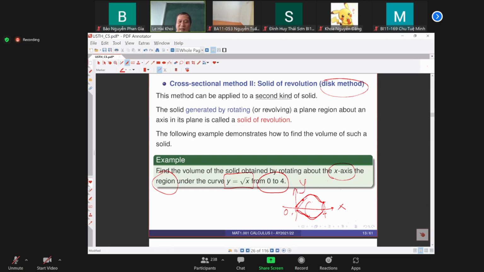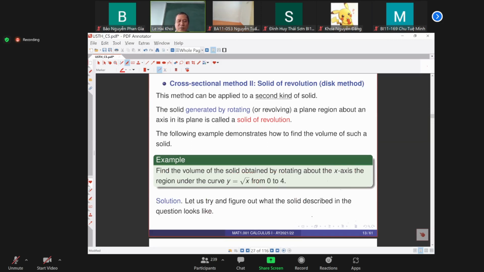See, it is like a flower vase, giống như là cái bình hoa đấy. When you rotate around this x-axis, the shape you get is the flower vase. That is the so-called disk method. Why this method? Because in this case, the cross section is a disk. Thiết diện là một cái hình tròn, cho nên người ta gọi là disk method.